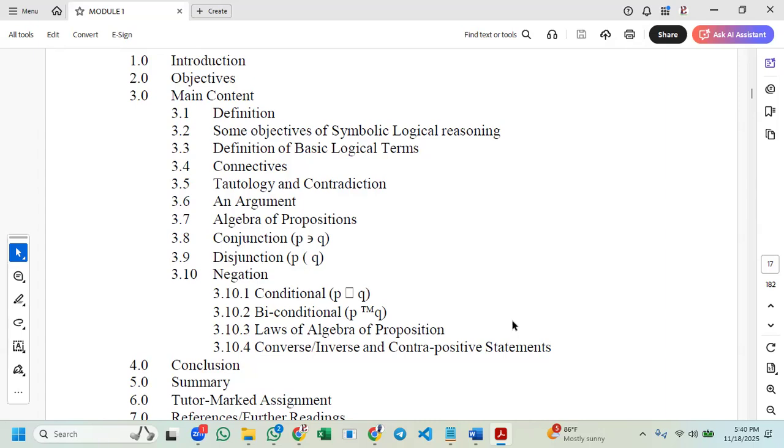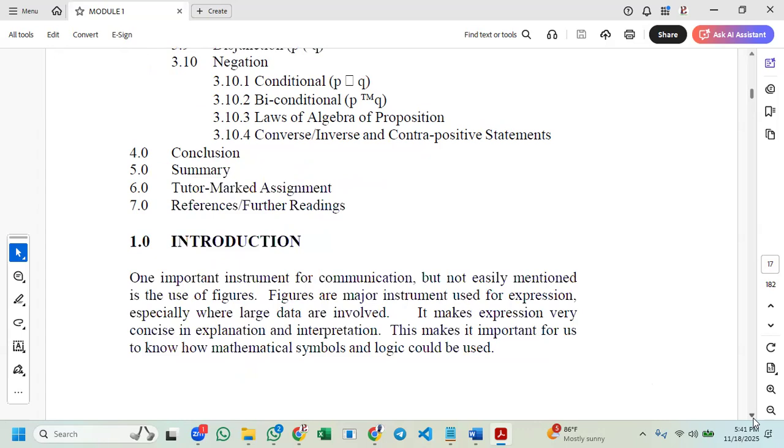What we'll be doing in this unit, we'll be dealing with definitions, then some objectives of symbolic logic or logical reasoning. We'll talk about definition of basic logical terms like connective, tautology, contradiction, and argument, algebra of propositions, and then conjunction, disjunction, negation, and so on and so forth. So let's see what we have here.